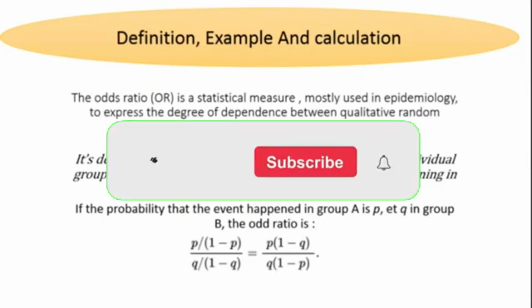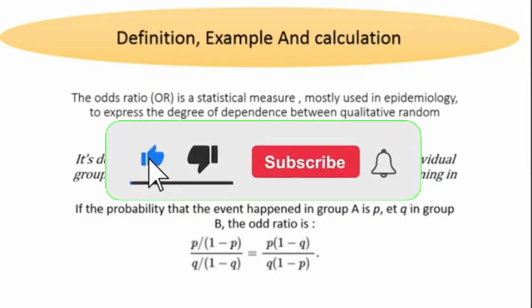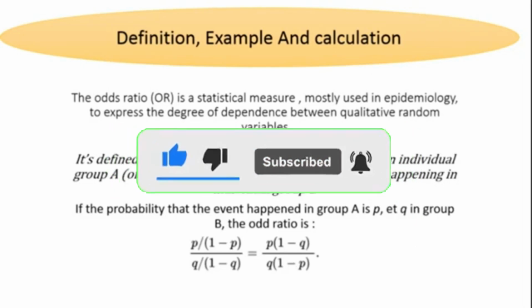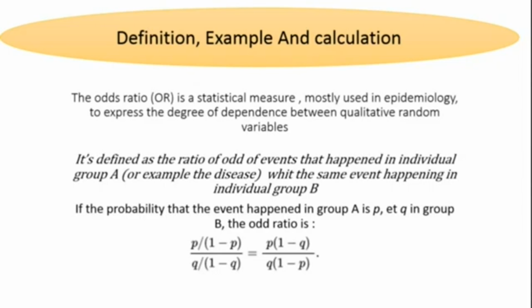By definition, we can say that the odds ratio is a statistical measure mostly used in epidemiology to express the degree of dependence between two qualitative variables. So in odds ratio analysis, we have two qualitative variables that we are going to search for the link between. The odds ratio can also be defined as a ratio of odds of events that happen in individual group A, for example the disease, with the same event happening in individual group B.